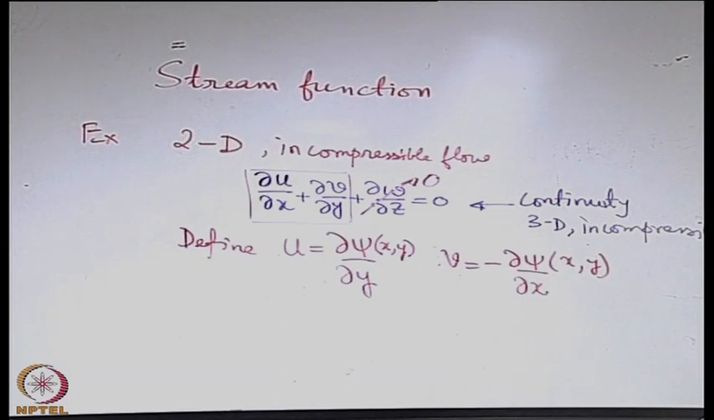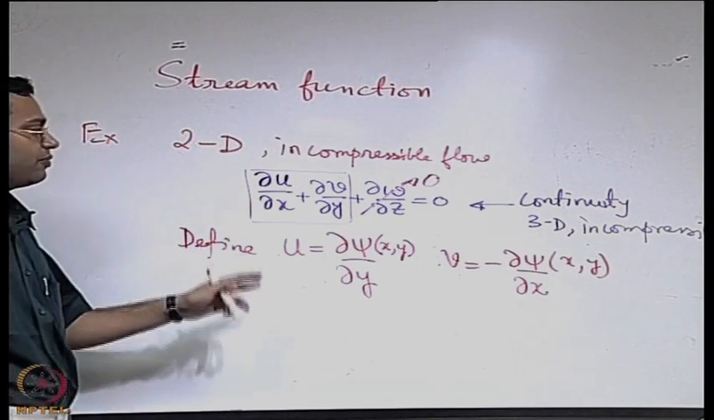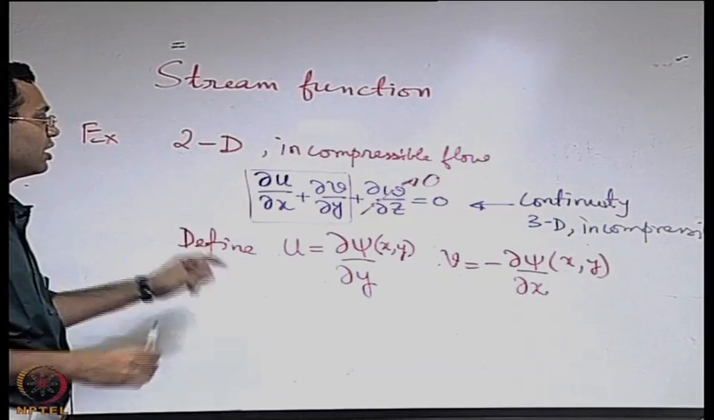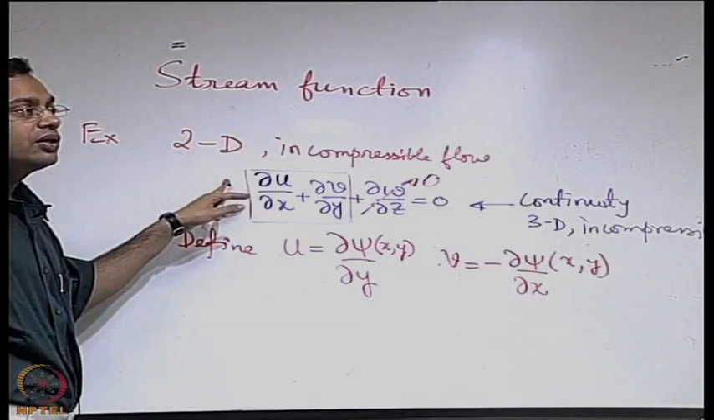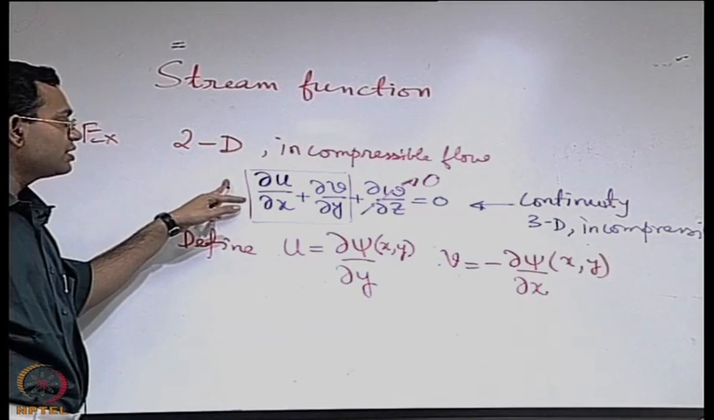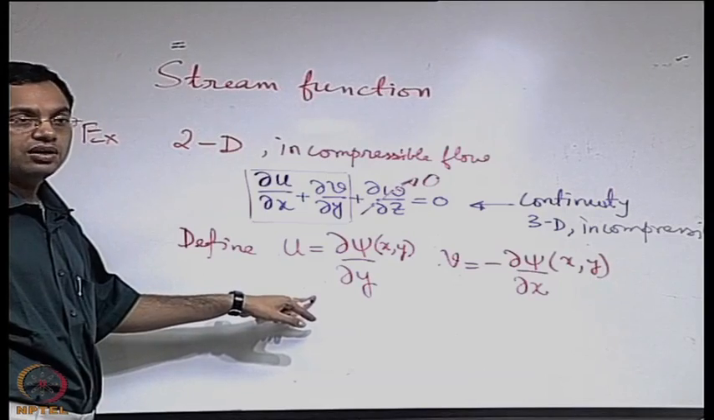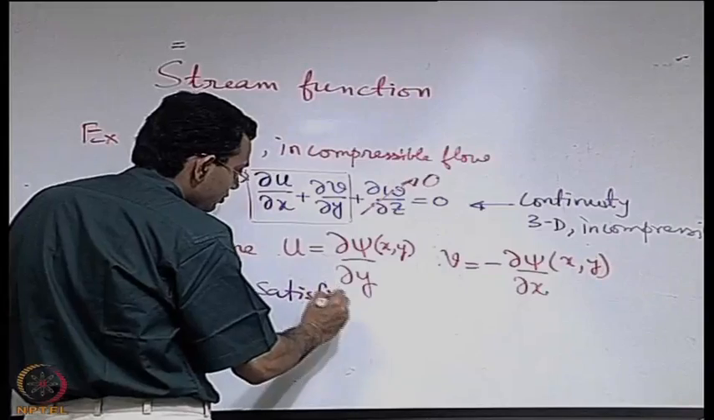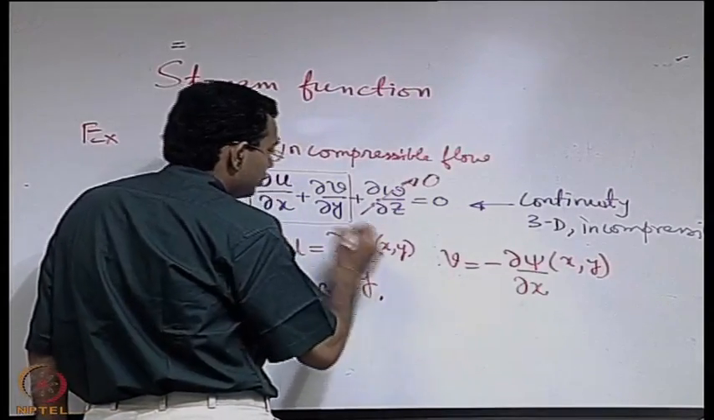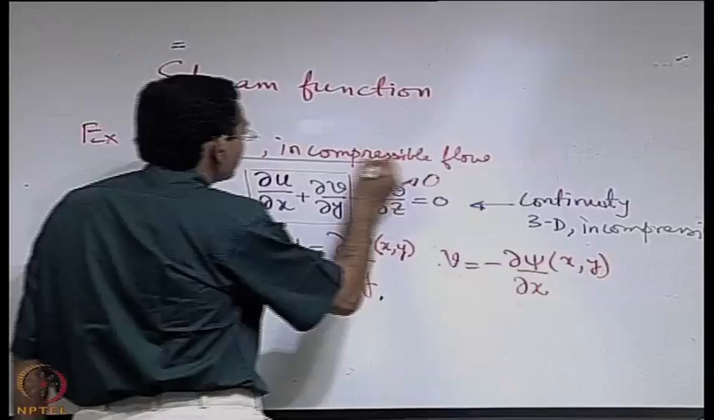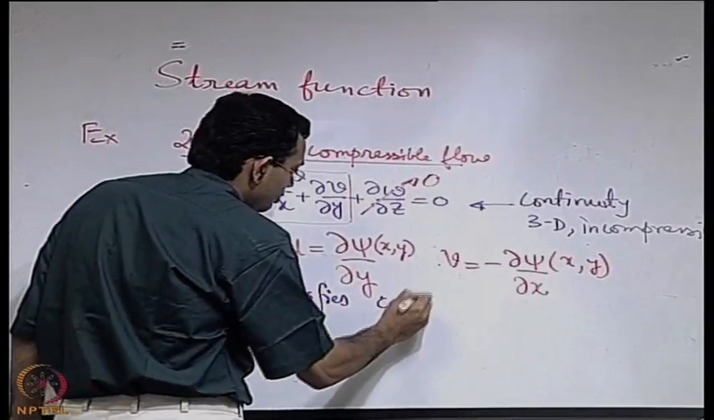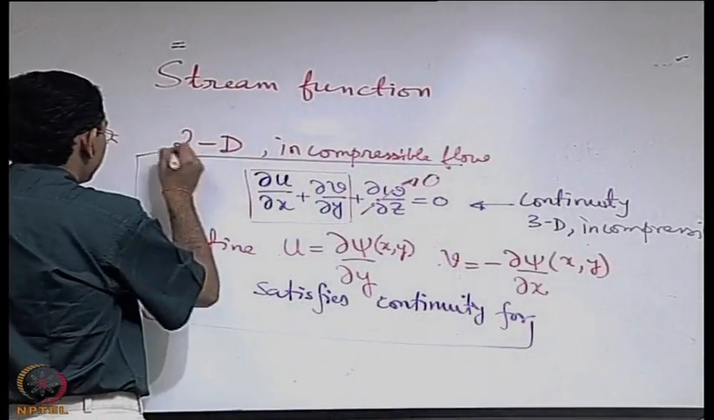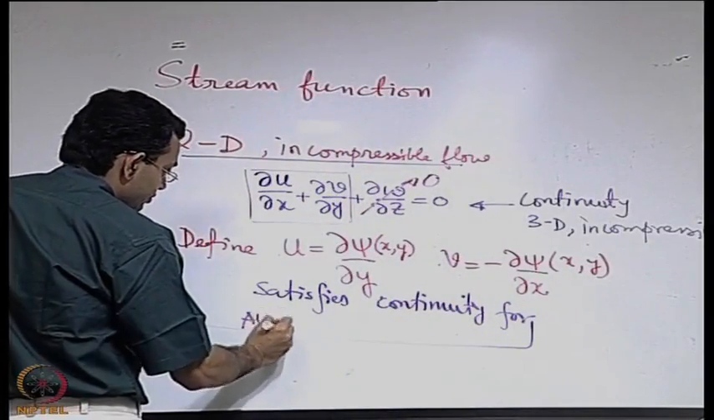If you do that, then what is its effect on this continuity equation? You see that this definition satisfies the continuity equation automatically, provided it is continuously differentiable up to the second order. So this definition satisfies the continuity equation for 2D incompressible flow. So continuity, for this special case, which special case? This special case, automatically.